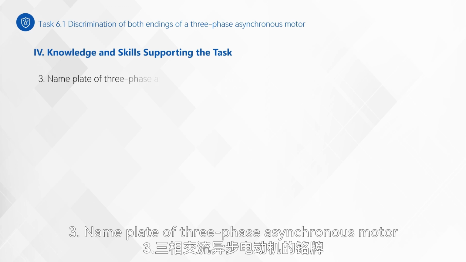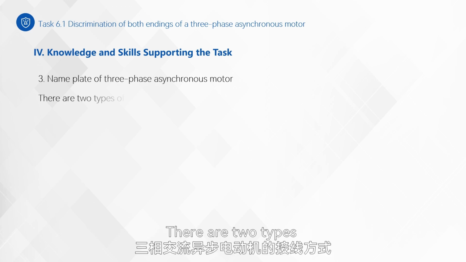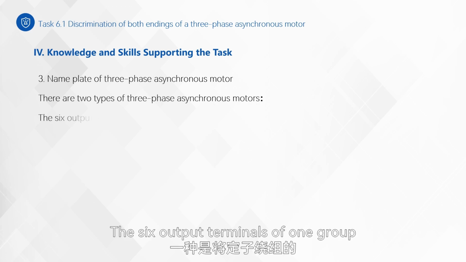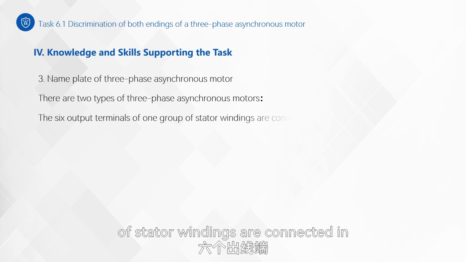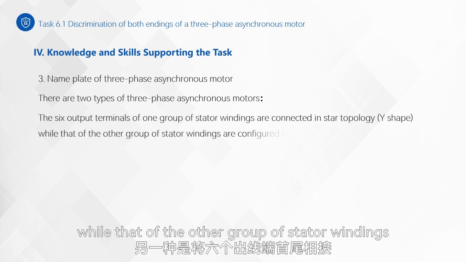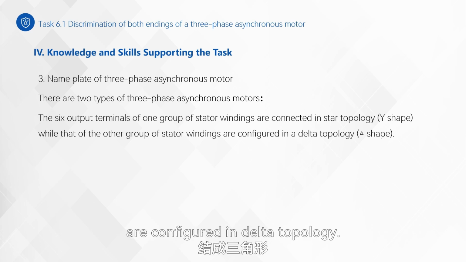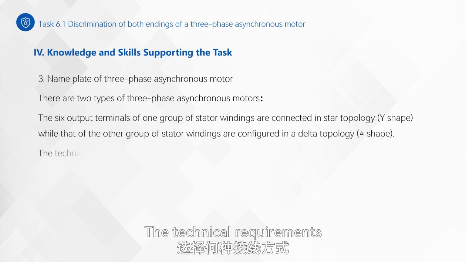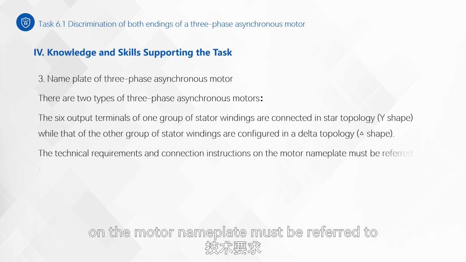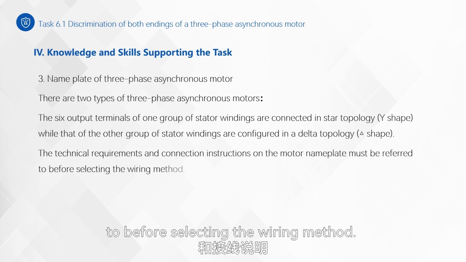3. Nameplate of three-phase asynchronous motor. There are two types of three-phase asynchronous motors. The 6 output terminals of one group of stator windings are connected in star topology, while that of the other group of stator windings are configured in delta topology. The technical requirements and connection instructions on the motor nameplate must be referred to before selecting the wiring method.